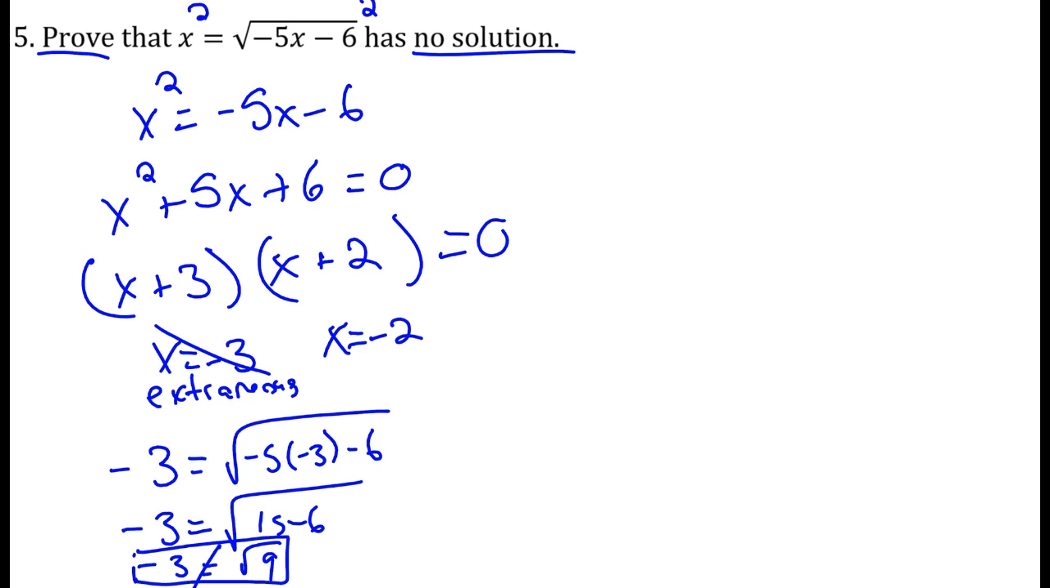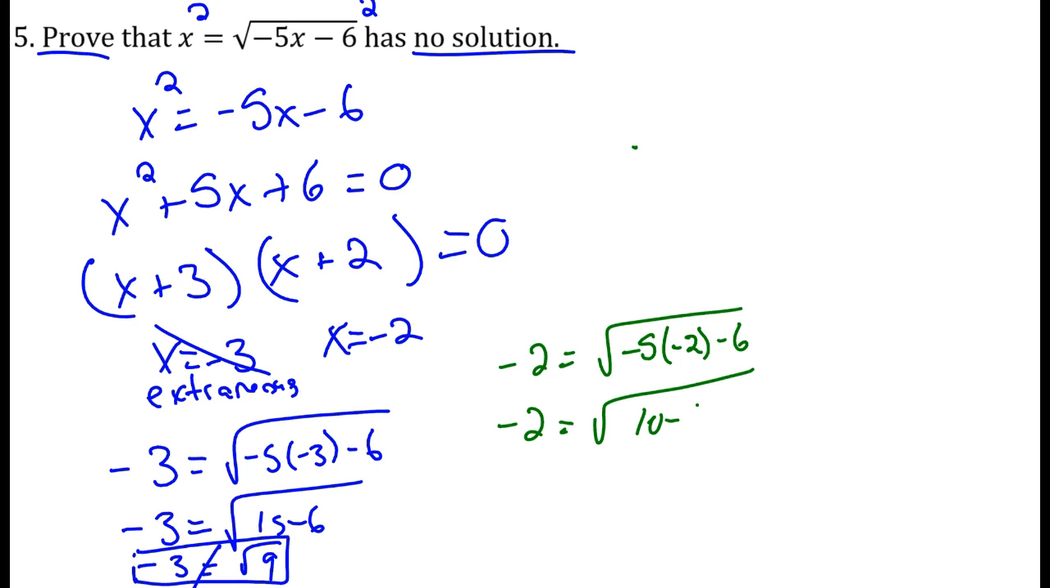Let's check x equals negative 2. Does negative 2 equal the square root of negative 5x minus 6? Well, we know that x is negative 2, so let's substitute that in. So we get negative 2 equals the square root of 10 minus 6. Does negative 2 equal the square root of 4? That's not a true statement, so we also reject this one and call it extraneous.